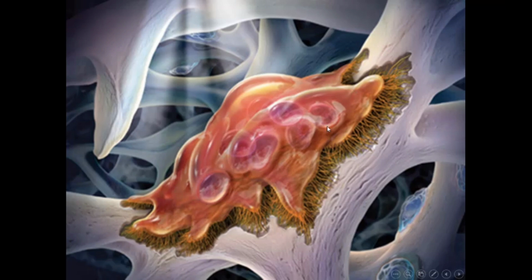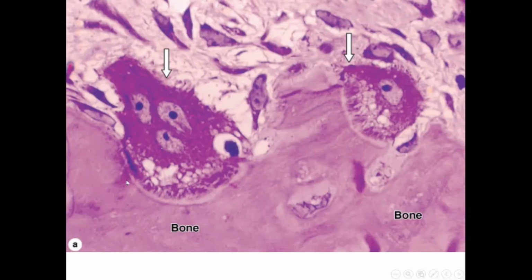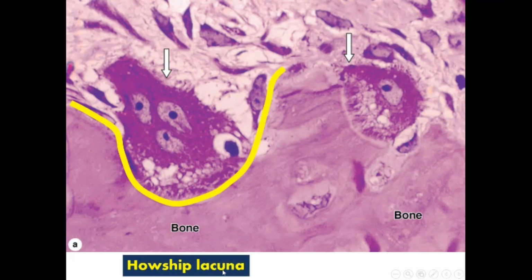Again, here you can see the one osteoclast, multinucleated, with a ruffled border for increasing the cell surface and increasing the number of proton pumps and chloride pumps on the cell surface. When the cell resorbs the bone, it makes a depression on the bone surface. The cell is located in this depression, called the hoe-shaped lacuna. This lacuna is created by the osteoclast by itself.